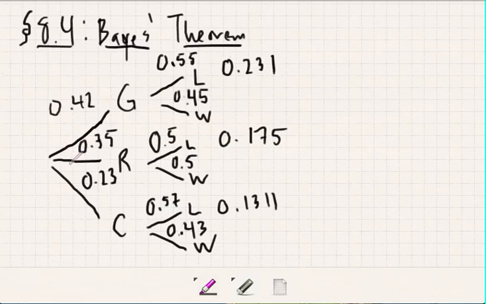We talked about the presidential elections, and we saw Gingrich, Romney, and Cain. We constructed this probability tree, and the probability that Newt Gingrich runs for president and loses is 0.231. The probability that Mitt Romney runs for president and loses is 0.175. And the probability that Herman Cain runs and loses is 0.1311.